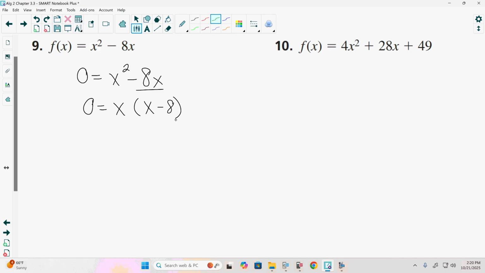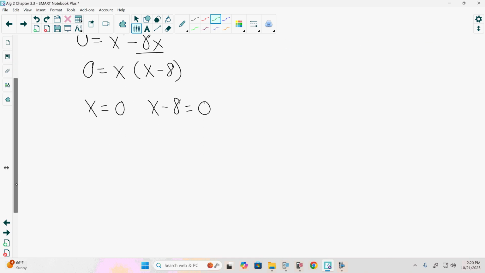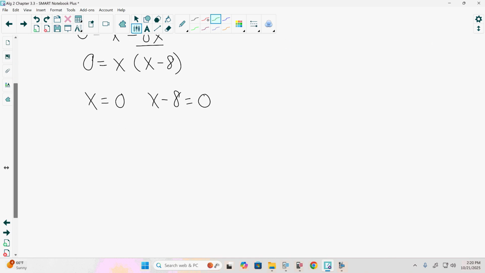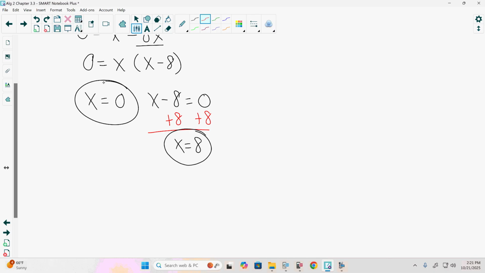Do I have two things multiplied together that equal 0? So we're saying that either x is 0 or x minus 8 is 0. Now our x minus 8, we'll solve it first. First thing we can do is add 8 to both sides, telling us x is equal to 8, yes? The other equation: x is already by itself, yes? So x is 0. So for this here, x is 0 and x is equal to 8.